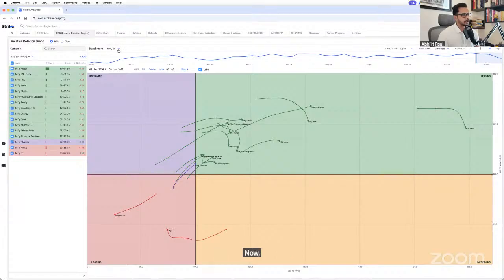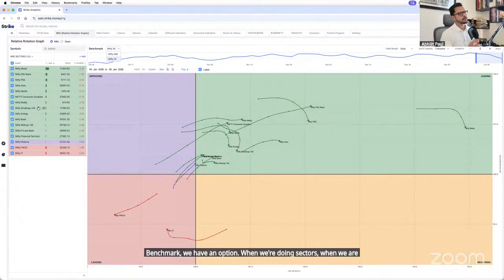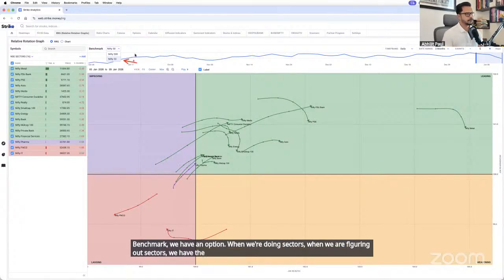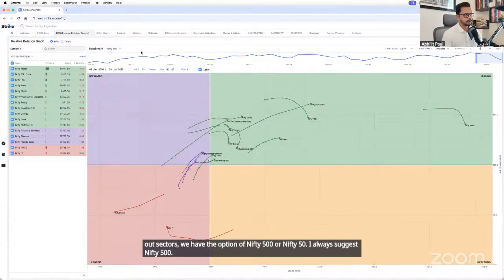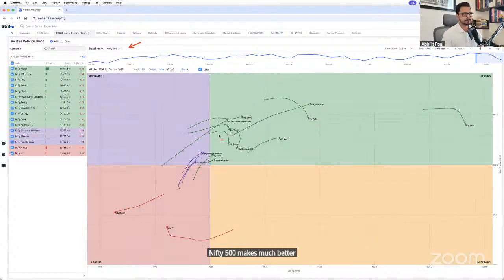Now, the benchmark. We have an option. When we are doing sectors, when we are figuring out sectors, we have the option of Nifty 500 or Nifty 50. I always suggest Nifty 500. Nifty 500 makes much better sense.